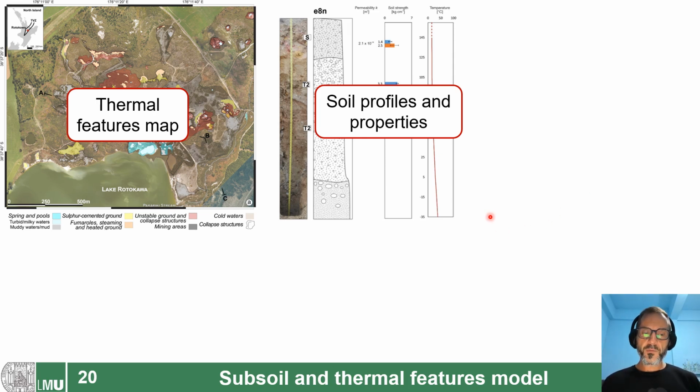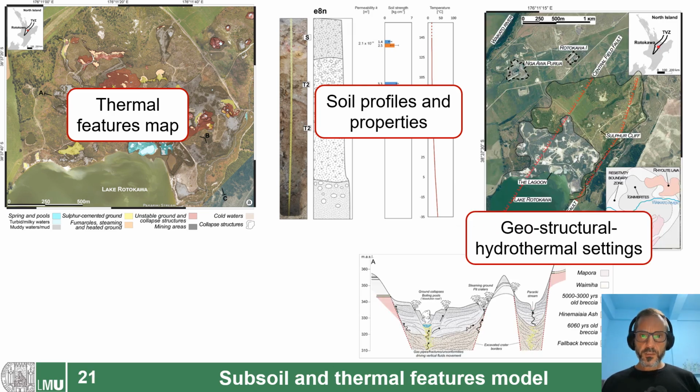Then on top of this first layer of distribution of the features, we could start putting the bricks of the soil profiles and their main characteristics in terms of permeability, strength, and temperatures. So all these components together allow us to move to the next level, which is the implication of the large-scale geological, structural, and hydrothermal setting, and the relationship between the deeper portion of the system and what is happening at soil and subsoil level.